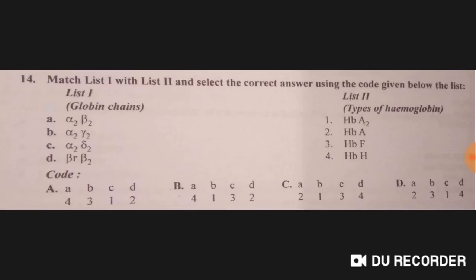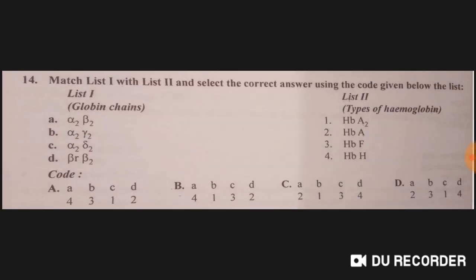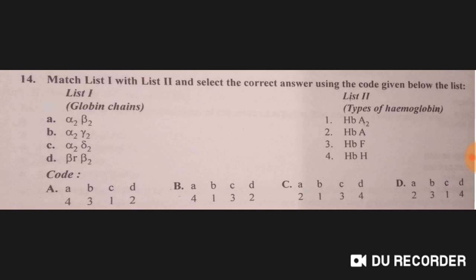Now match the following. Which one is true? Alpha 2 beta 2 is hemoglobin A. So A option is second answer. So we see C and D similar to this. Alpha 2 gamma 2 is hemoglobin F. So B is third. So D option is fitting here. Alpha 2 delta 2 is hemoglobin A2, and beta 4 is hemoglobin H. So D option is the right one.